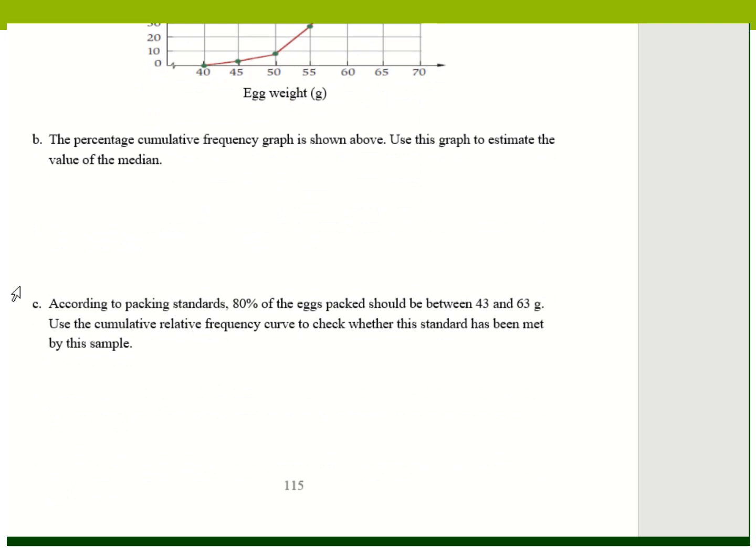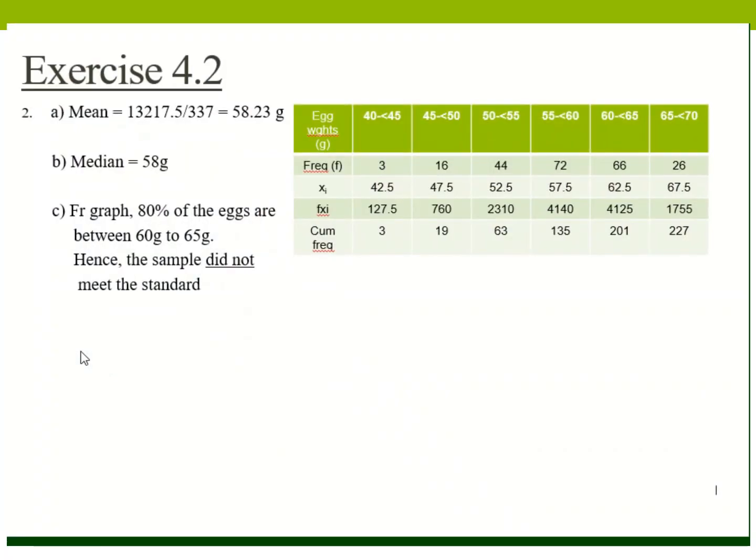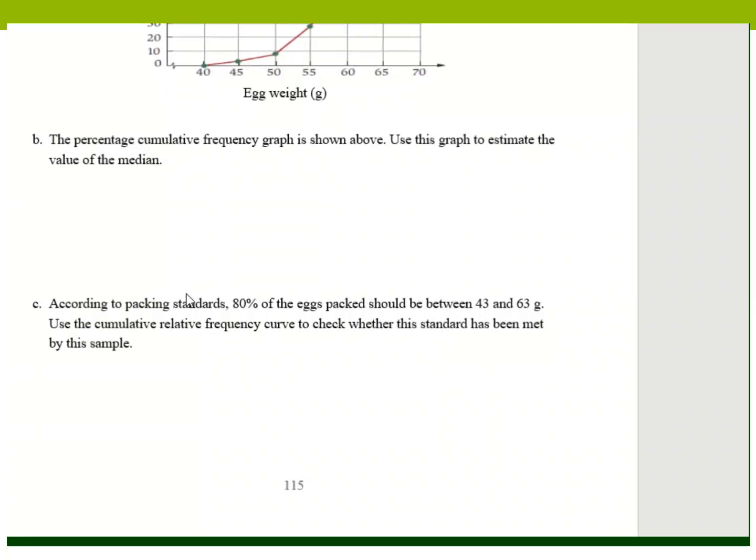Okay. According to the packing standards, 80% of the eggs packed should be between 43 and 63 grams. So 80% are between 60 and 65. So it did not meet the standards. All right.